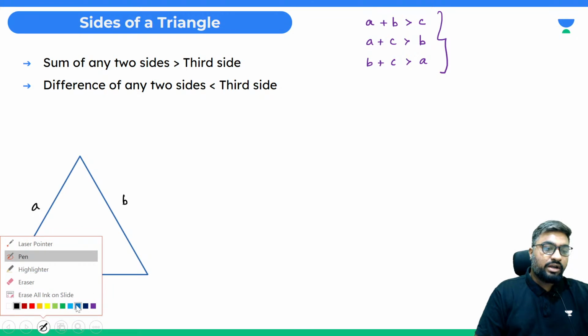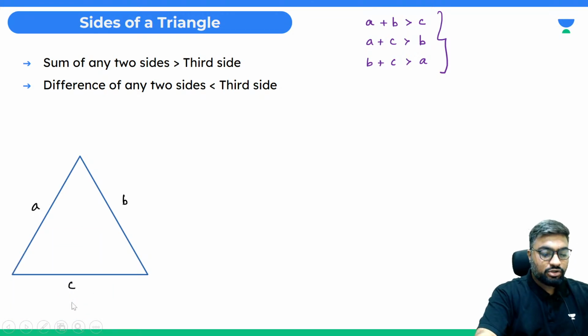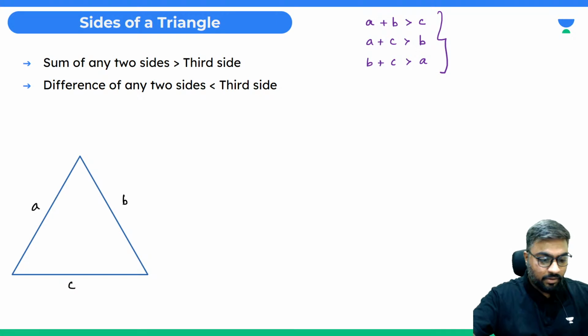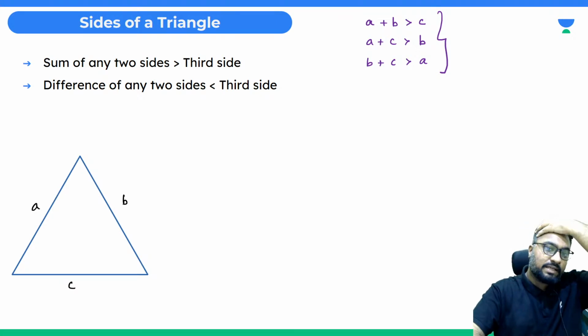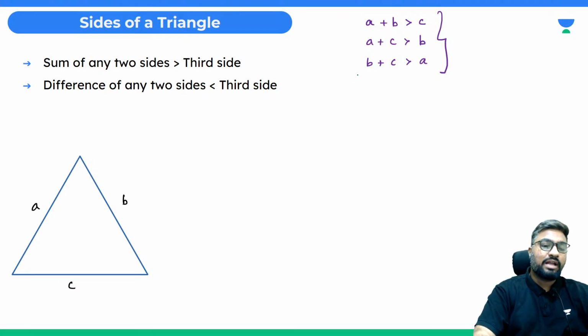Same way, if we make a small modification to this rule, we will get, hello Pragya, hi Keshav, hi Gulam. If we make a small modification to these rules, what would happen? You would get that the difference of any 2 sides must be less than the third side. For example, in this first one, if you take B to the other side, you would have C minus B must be less than A. So the third side must be greater than the difference between these 2 sides.